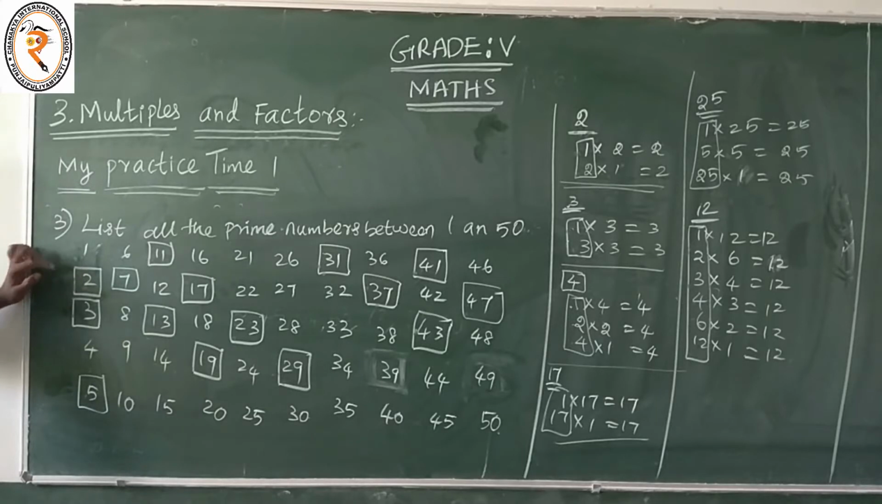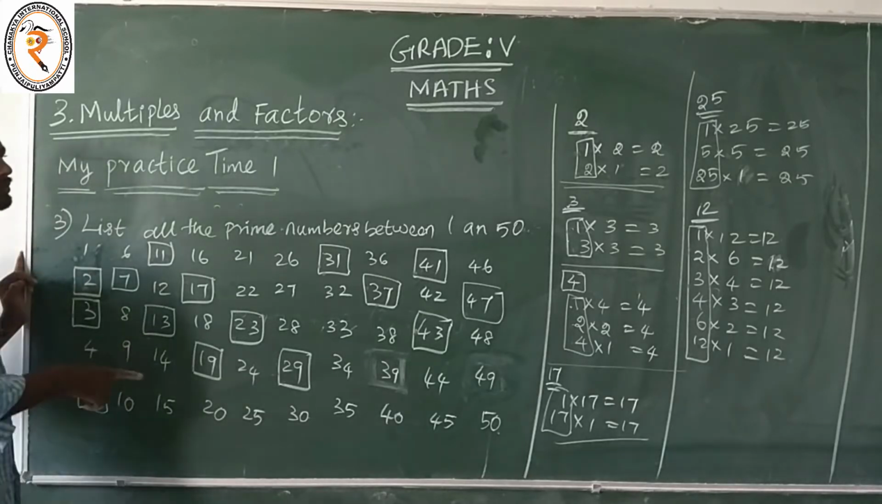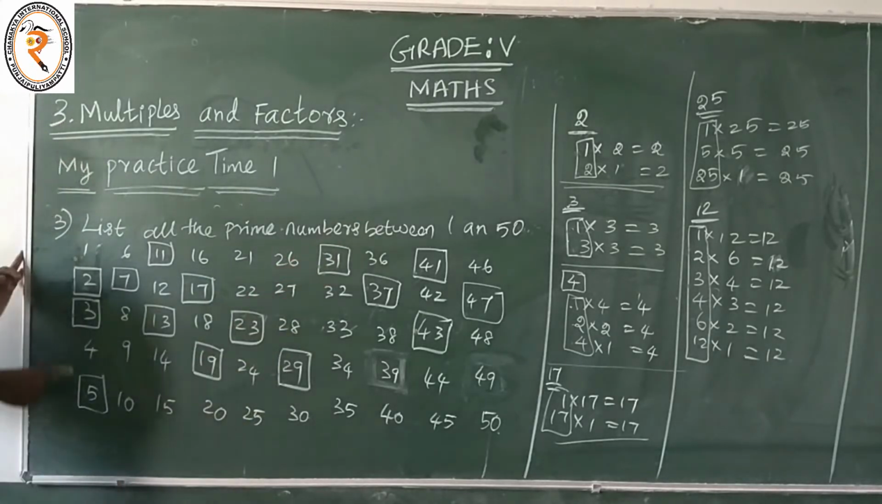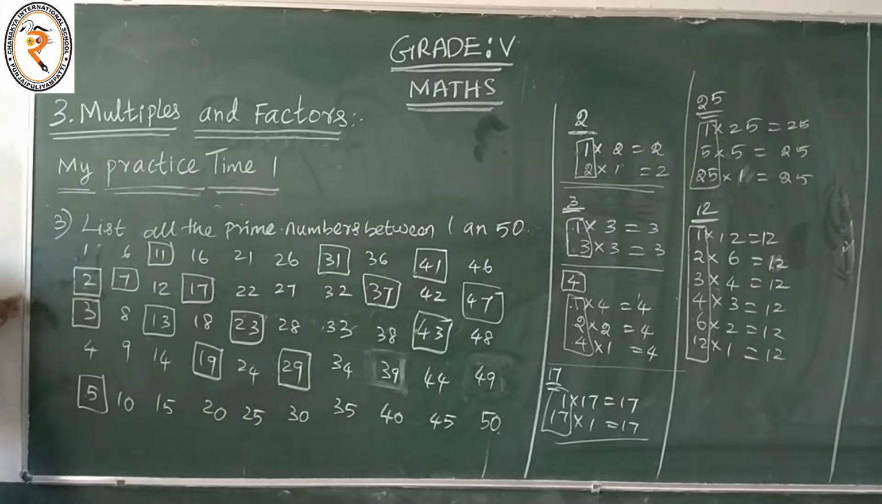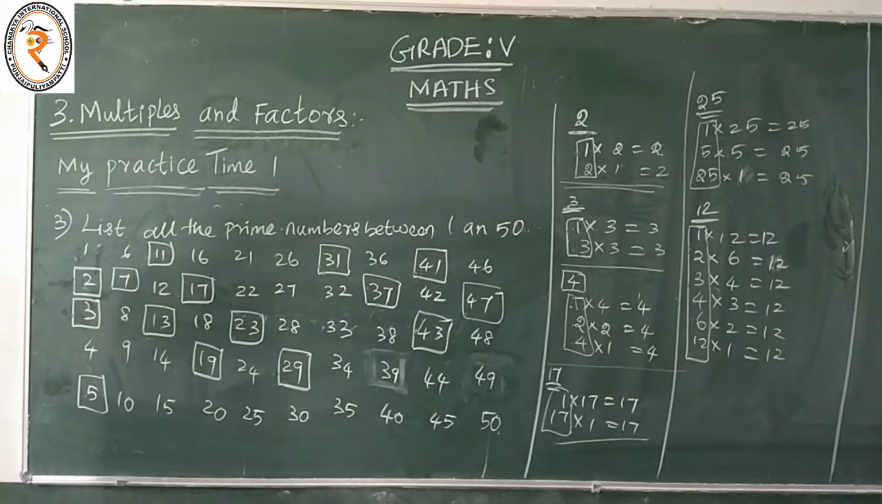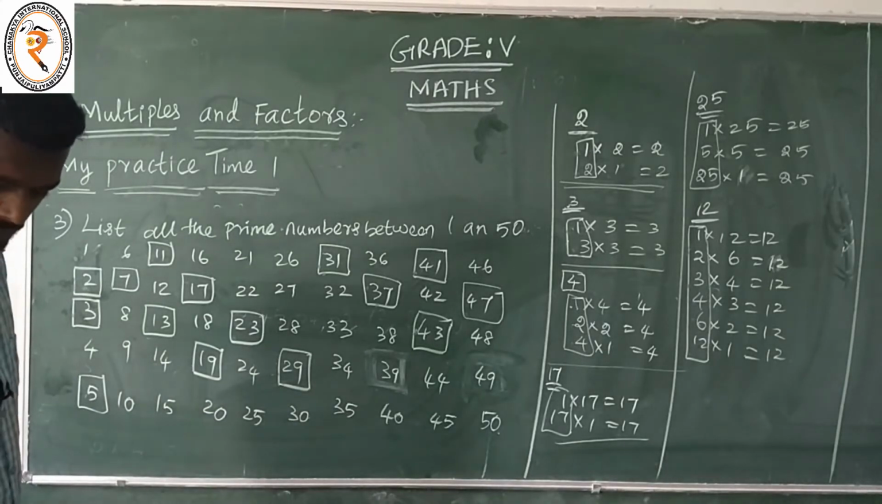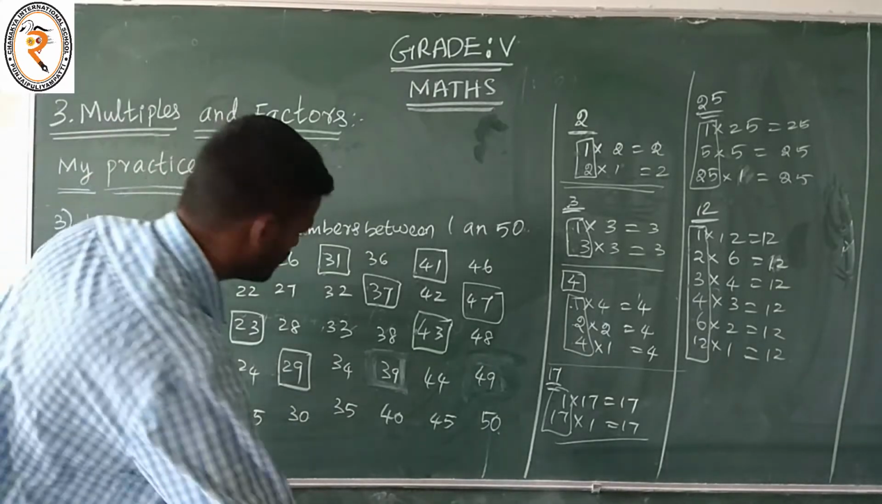So those are the prime numbers between 1 and 50. What is a prime number? A prime number comes in only 2 tables, and a composite number comes in more than 2 tables. Next one, fourth question.